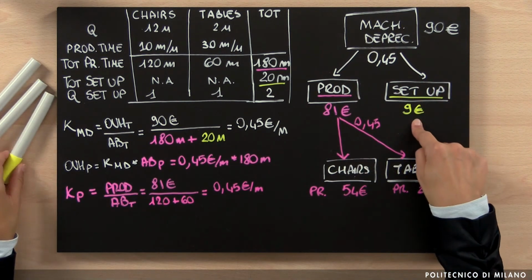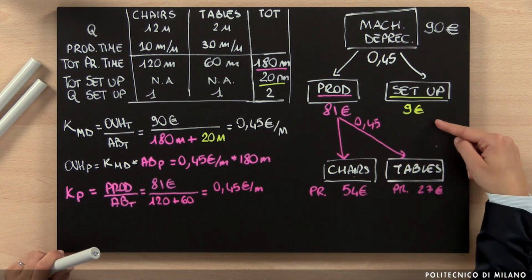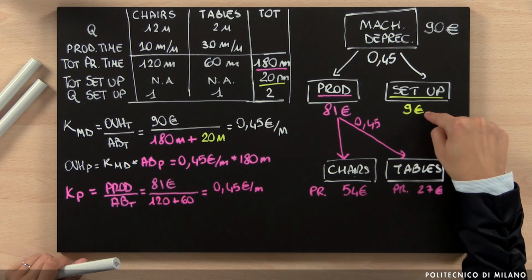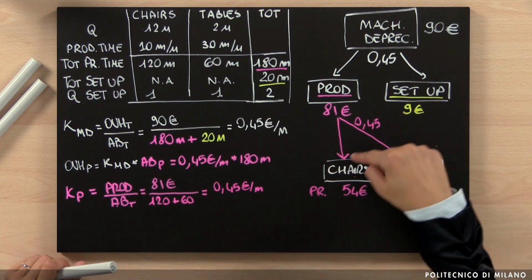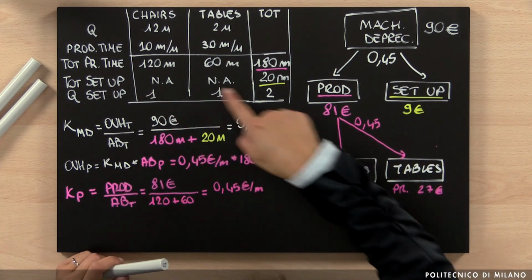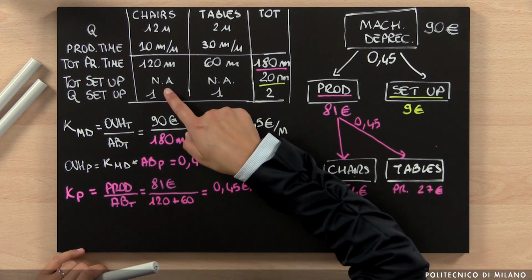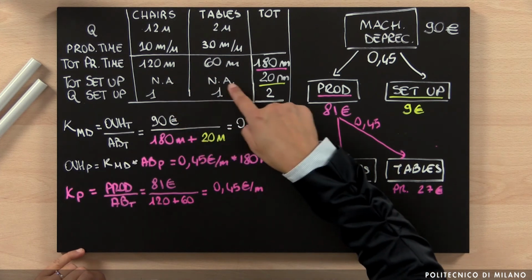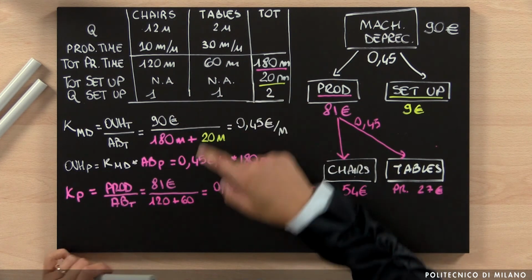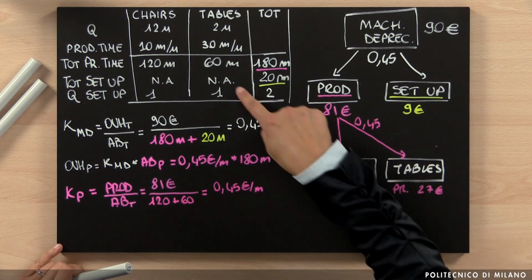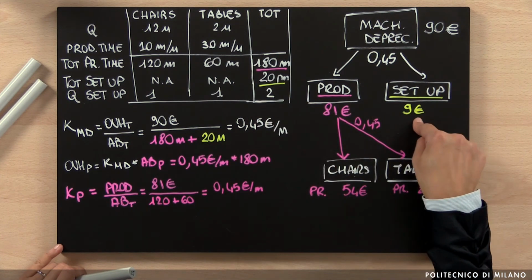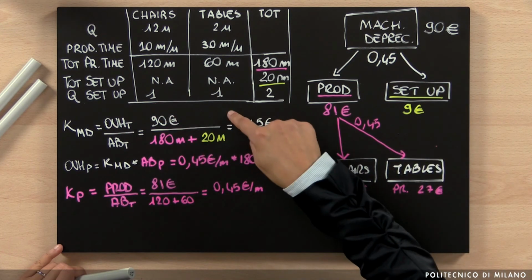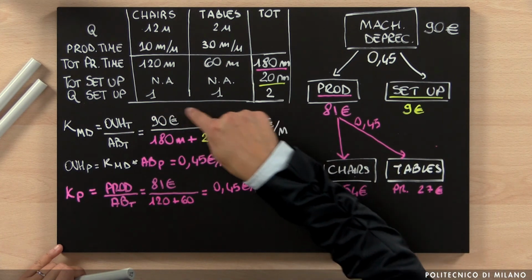Now, if we move to the activity of the setup, we need again to identify an activity driver, which is that quantity that explains the relationship between the setup and then the realization of the chairs and the table. If we look at the data that we have, unfortunately, the data about the time for the setup for the chairs and the time of setup of the tables is not available. For this reason, we cannot use the setup time in order to share the value of the activity of the setup between the two different products. But we have just the quantity as a data which is available for both of the products.